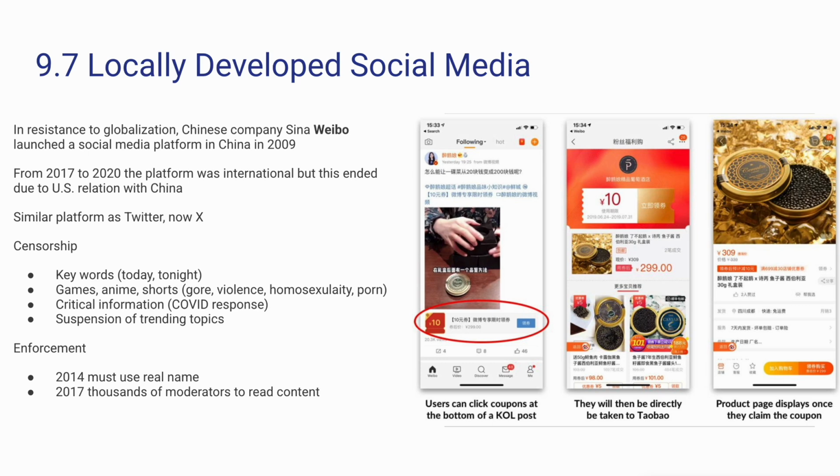So one of the things to talk about with Weibo in China is censorship. And so they're looking at keywords, games, animes, and shorts. Critical information is censored, for example, like COVID in China, because of the whole epicenter of it in Wuhan, the Wuhan province and all that. And suspension of trending topics.